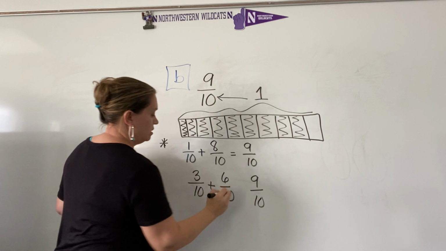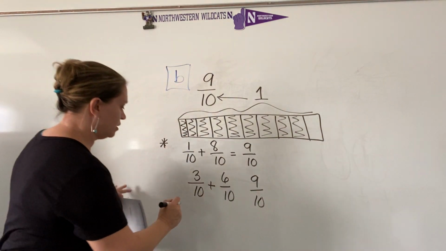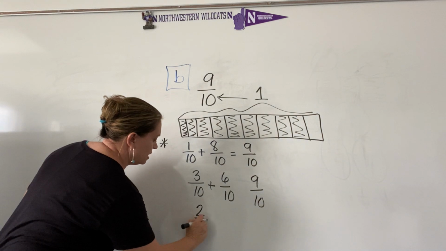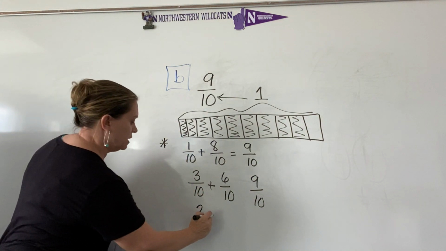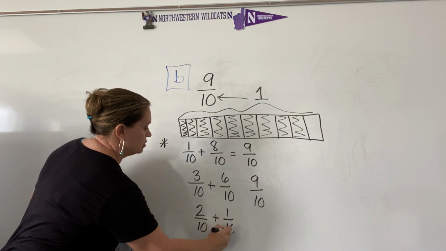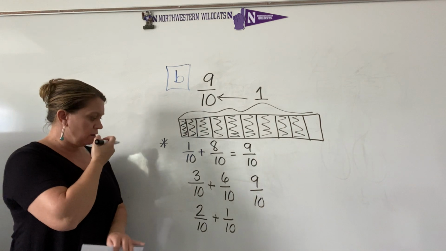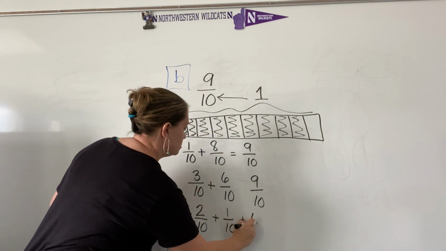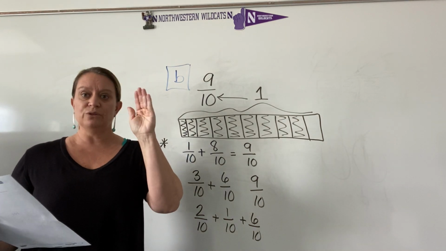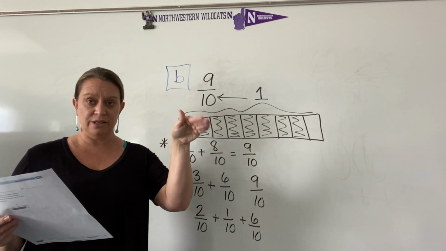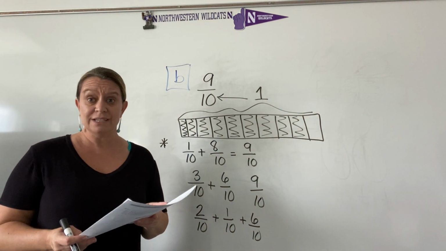Now, something to think about. Could I also break it apart a little more? Could I do, let's say I did 2/10. Well, I only have 2 plus 1/10. That'll give me 3/10. And then, 6/10. You could also, of course, do 1/10, 1/10, 1/10, 1/10, 1/10, all the way until you get to 9/10.